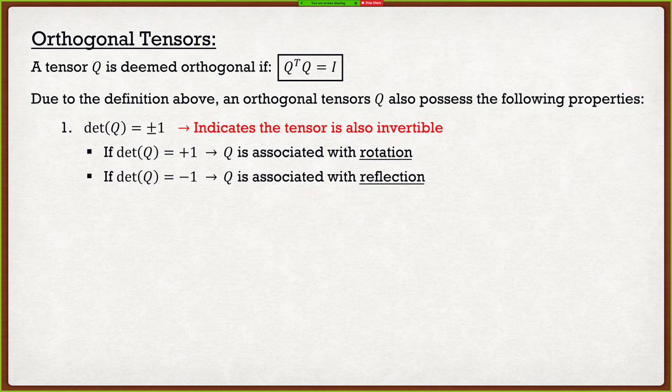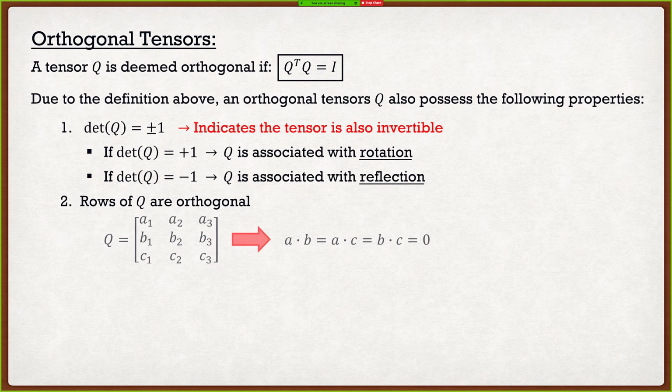All right, so this is the first major property: the determinant is equal to plus or minus 1. Now, the second one that you will see is the rows of Q are orthogonal. What does this mean? Well, if I have my Q matrix and I have A1, A2, A3, B1, B2, B3, the dot product between those rows is going to be equal to 0. This will come in handy when we deal with proofs, but other than that, it's rather forgettable.